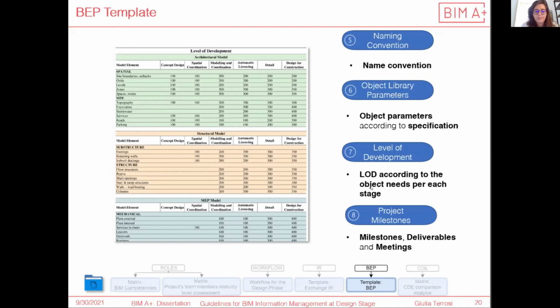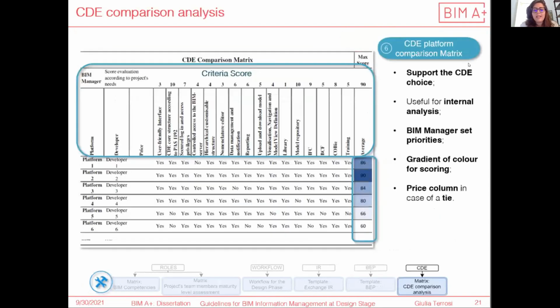The last developed tool is a CDE platform comparison analysis matrix that aims to support companies in evaluating platforms according to project needs. For this reason, the first row is dedicated to the BIM manager, who sets scores for the selected criteria according to the importance for that project scope. A color gradient is established to help easy identification of the most suitable platform for the project. White cell is for the least suitable, and the dark blue is for the most suitable one. In case of a tie, the project column could be used as an additional criterion.